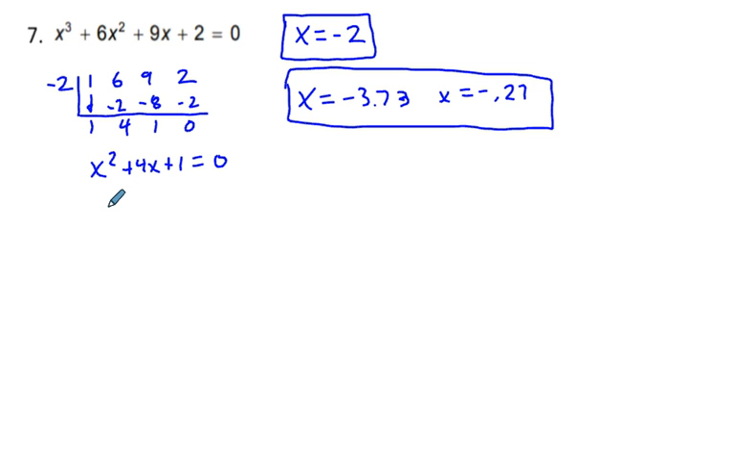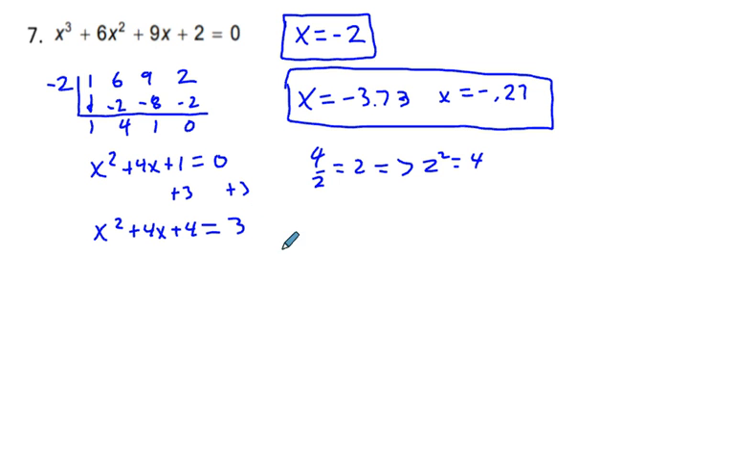If you have x squared plus 4x equals negative 3, what do we have to add to the left side to get a perfect square? Well, if we take 4 divided by 2, we get 2, and 2 squared is equal to 4. So we have to get 4 on the left side, so if we add 1 to both sides of this equation, we get x squared plus 4x plus 4 is equal to 3.